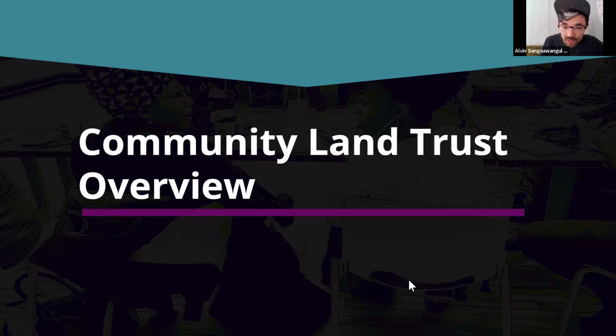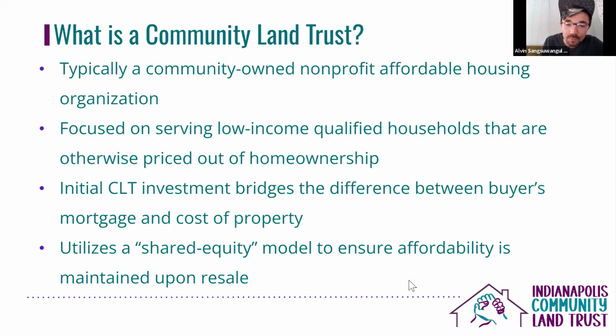Next slide, a little overview of what community land trusts are. This is just a quick refresher: typically a nonprofit focused on affordable housing or other things. A community land trust can be used for any kind of land use that's meant to be community controlled. It could be agriculture, commercial, or residential. We're starting out focusing on affordable housing as a major need and challenge here and everywhere, serving low-income qualified households that otherwise couldn't have attained home ownership.